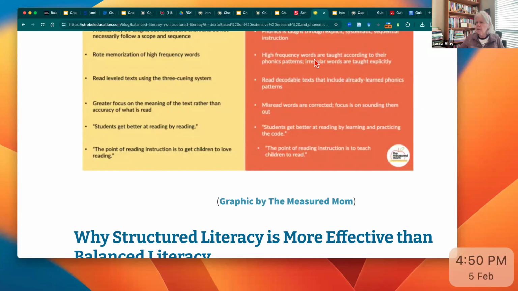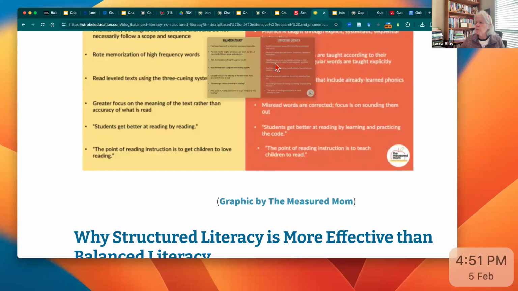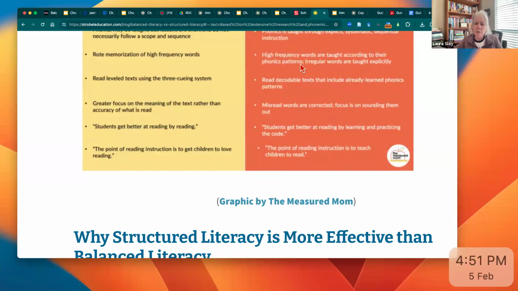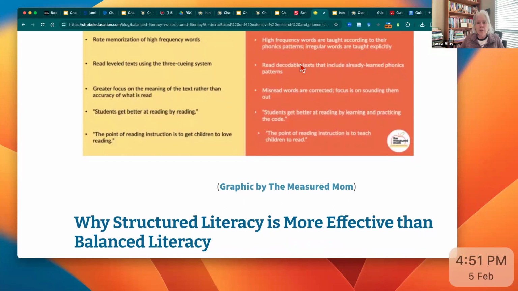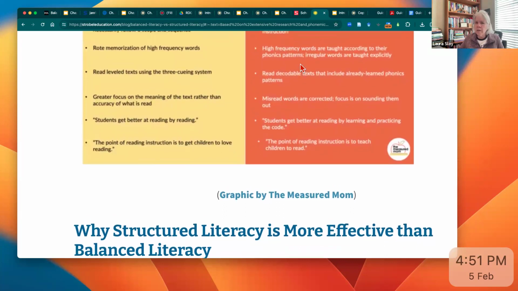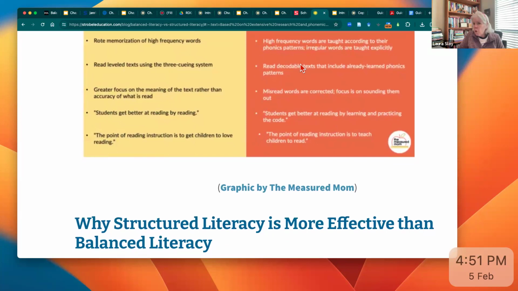Here, on the structured literacy side, high frequency words are taught according to their phonics patterns. Irregular words are taught explicitly. So here the key is the phonics patterns. I taught phonics patterns, but not all teachers would. And if you're not trained in teaching like words their way that you were made familiar with in Reading 360, you don't know how to do that.